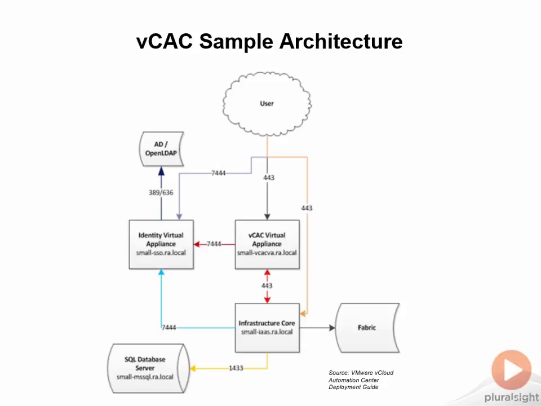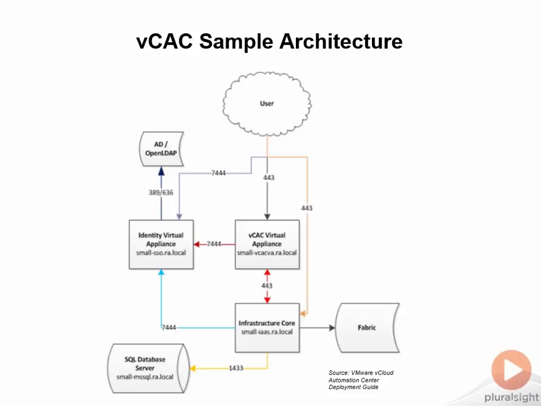So you'll see here on the left-hand side, we have the identity virtual appliance, and you can see how all the other components talk to it. Through port 7444, you'll notice both the virtual appliance for VCAC, the server component, and also the infrastructure as a service components, all talk to the identity virtual appliance to communicate and to pass along that two-way authentication.